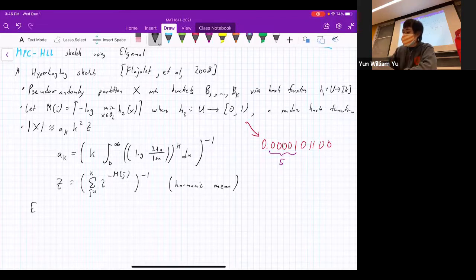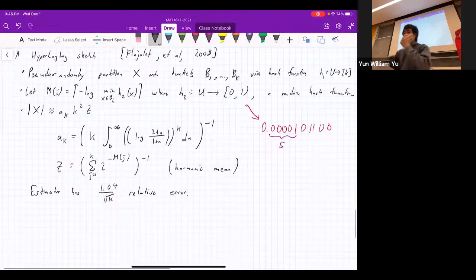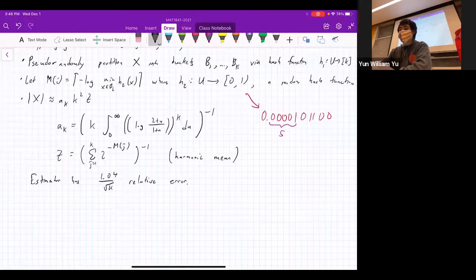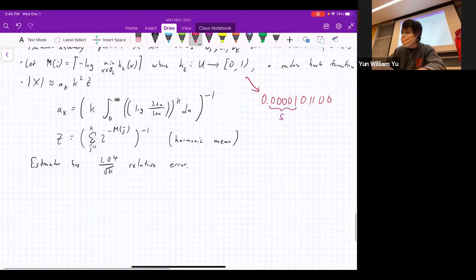And then once you do this, the estimator has about 1.04 over root k relative error. Okay, so now the question is, can we combine HyperLogLog sketches homomorphically? And the answer is yes, or I wouldn't be giving this talk. So can we combine HyperLogLog sketches homomorphically?